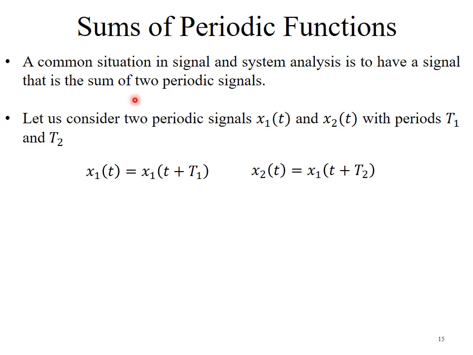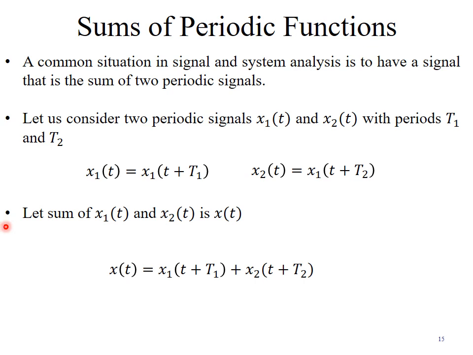To establish this, let us consider two periodic signals x1 and x2 with periods T1 and T2. So x1(t) is equal to x1(t plus T1), and x2(t) is equal to x2(t plus T2), where T1 is the period of x1 and T2 is the period of x2. Now if both signals are added together and the result is x of t, we can write this in a mathematical expression as this equation.